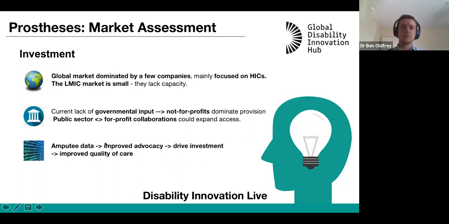One way we can be improving the situation is if we could be developing collaborations between the public sector and for-profit business, and looking to expand access to devices globally. A barrier to this is just the lack of data. If we could be improving the amount of data on amputees and aspects around amputation, this could help to improve advocacy, and it could drive investment. Investors aren't going to invest in things if there isn't evidence for there being a market in the first place. And this would improve the quality of care that could be given out. Next slide, please.